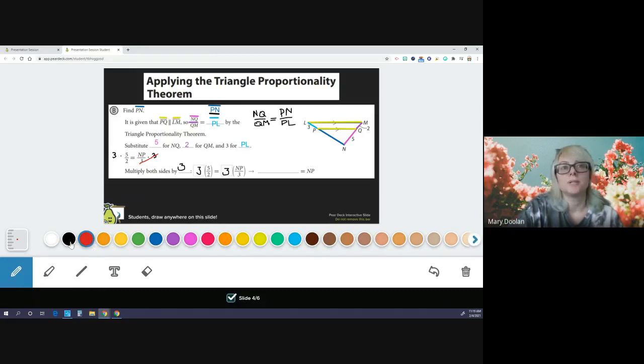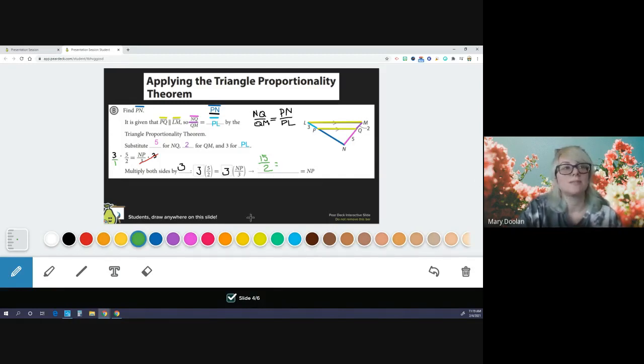When you multiply a whole number and a fraction, in case you forgot, you turn your whole number into a fraction. Now we can just multiply the numerators: 3 times 5 is 15. Then 1 times 2, multiply your denominators, you get 2. So you can leave it as 15 halves, or since it's an improper fraction, you can change it to a mixed number.